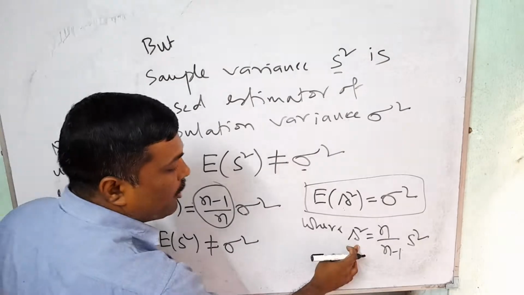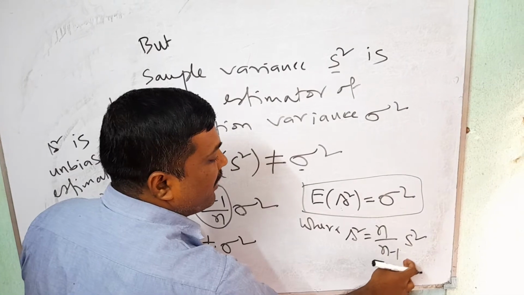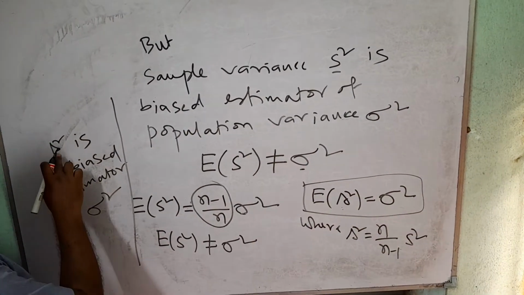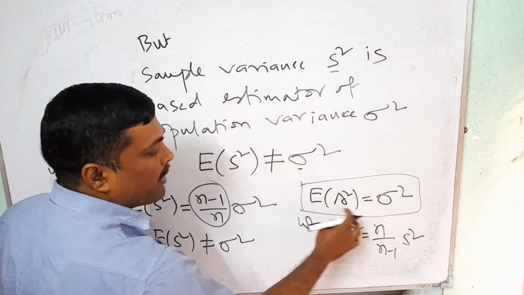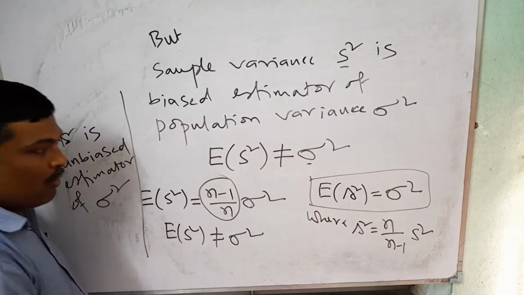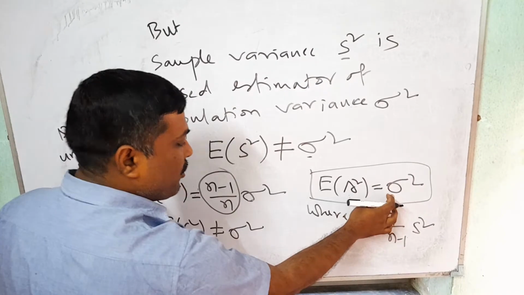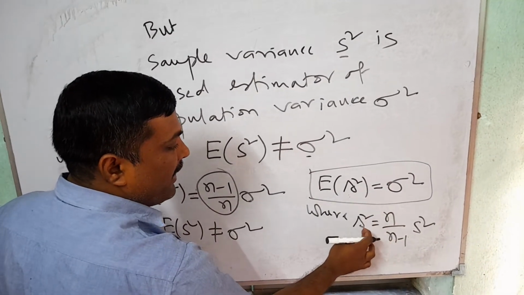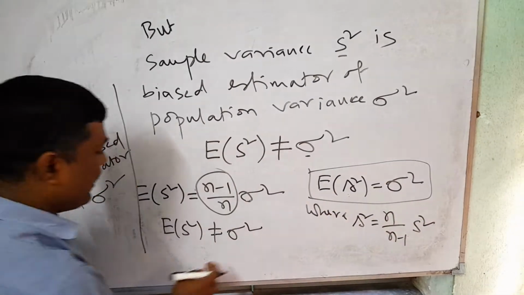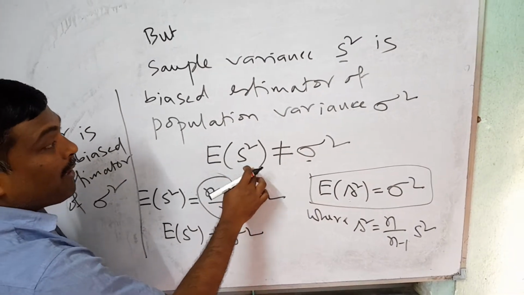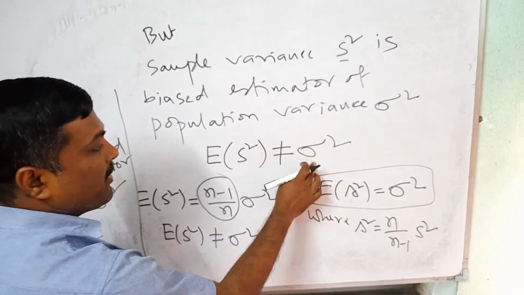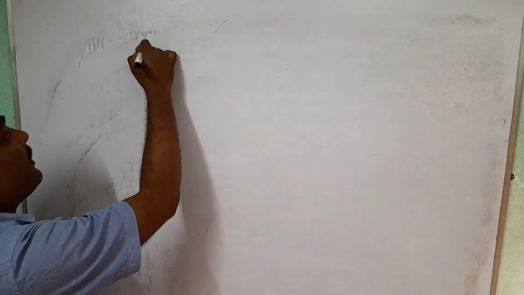What is small s square? Small s square is n by n minus 1 times capital S square. So small s square is an unbiased estimator of sigma square because E of small s square equals sigma square. But the sample variance capital S square is a biased estimator of the population variance. Okay, see one example.